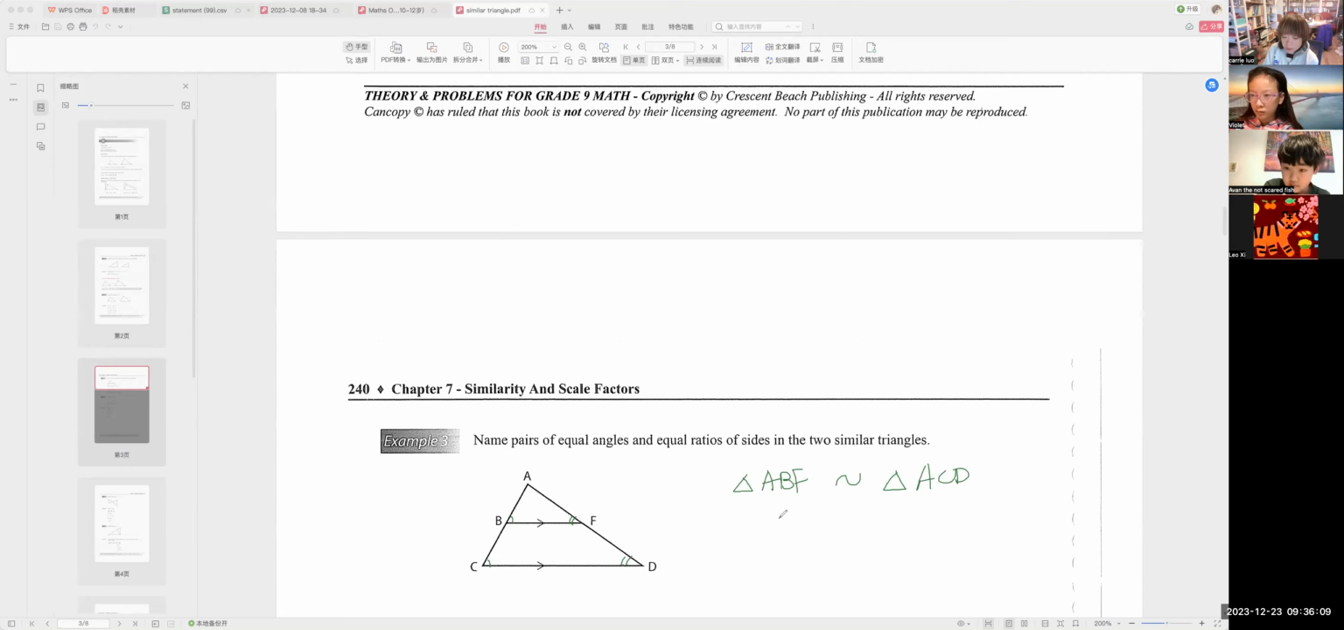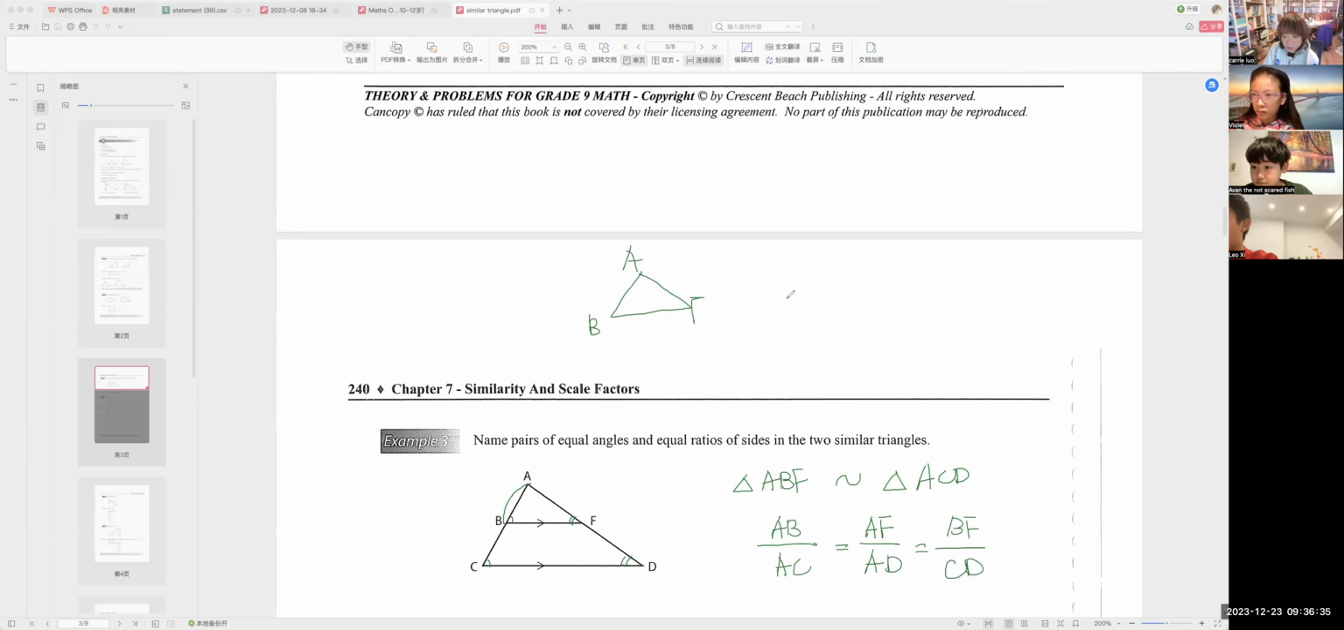Based on that, we have AB to AC equals AF to AD, and BF to CD. Because if you take them out, it's like that. ABF is similar to triangle ACD, correct? Yeah.